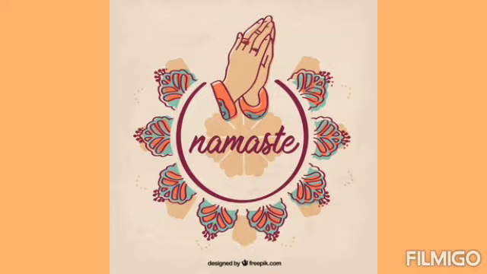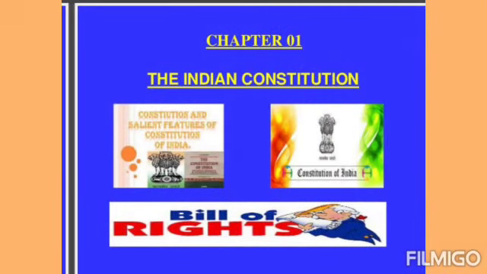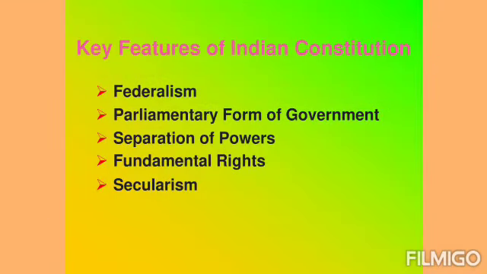So in the previous classes we were discussing our Indian constitution, right? The first chapter, Indian constitution, in that we were discussing the key features of Indian constitution. What are the key features that the Indian constitution contains? The first feature that we have discussed is federalism, and then the parliamentary form of government, separation of powers, fundamental rights and secularism.